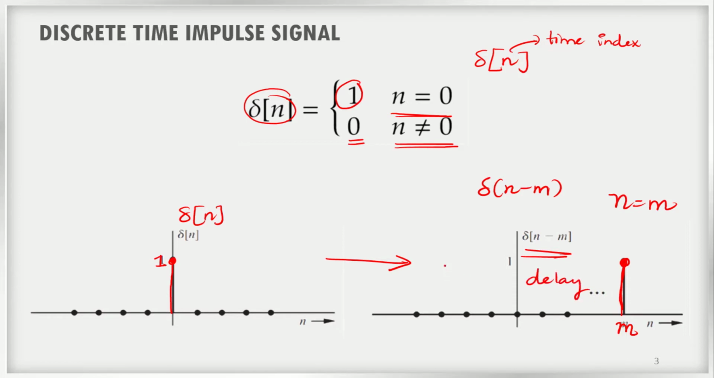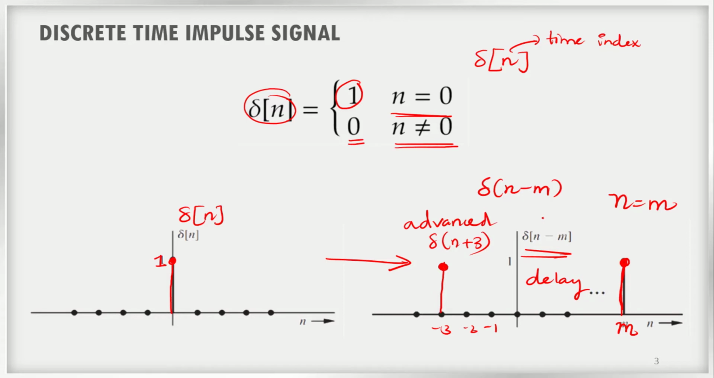If suppose our impulse is somewhere here, at minus 1, minus 2, minus 3, we have to write del of n plus 3. So this is the 3 location, and what happened here is the signal is advanced. So this is the basic idea of the discrete time impulse signal.